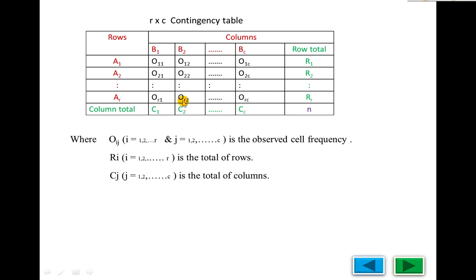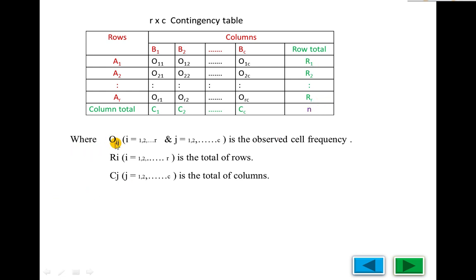For R rows: first column 1, second column 2, and so on up to C columns. The total number of rows and columns is represented by R into C. This is the total of R rows, and the totals of the columns are C1, C2, and so on up to CC. This is the grand total, of all rows or all columns or all the observed frequencies, any one.